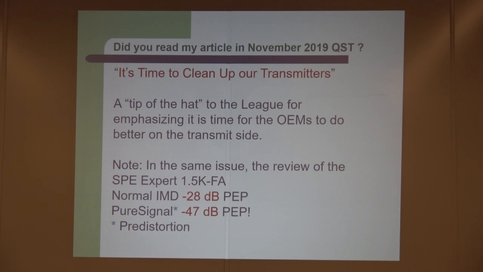Also, in the same November issue, I was amazed. They reviewed the new SPE amplifier, and they showed what the distortion products were with standard, but they were driving it with an Apache 7000 DLE, and they used Pure Signal, which is pre-distortion, used in the broadcast industry, used in cell phone transmitters. It went from minus 28 PEP, which is not too exciting, to minus 47, 19 dB better, 19 dB less splatter with Pure Signal.